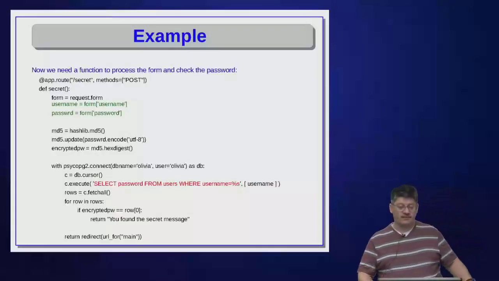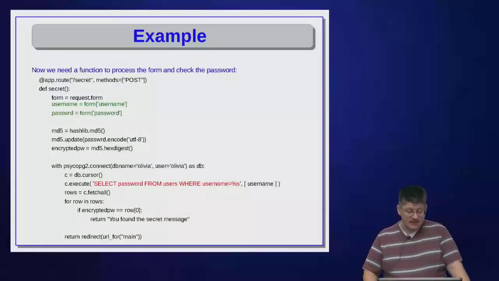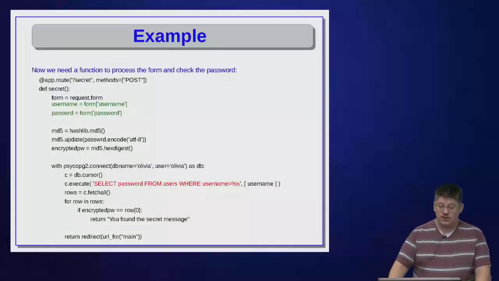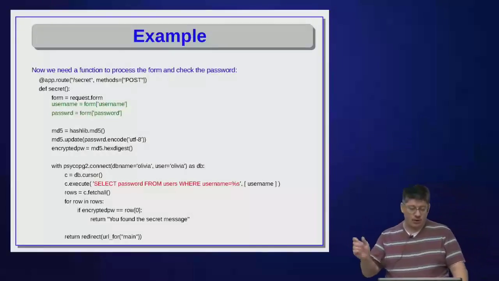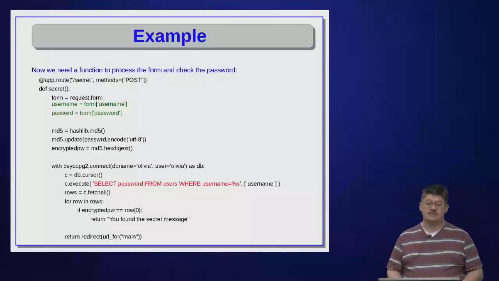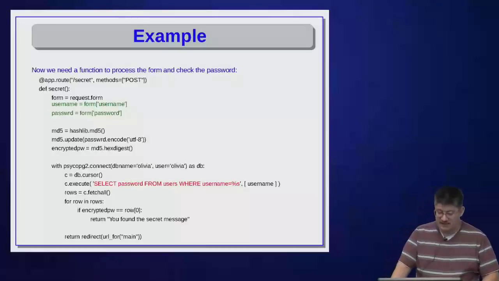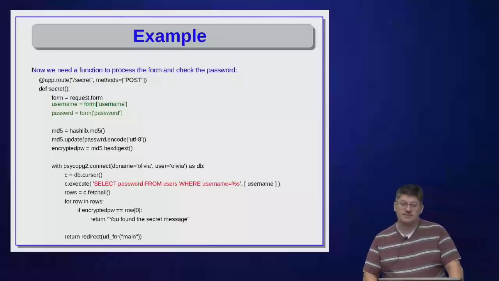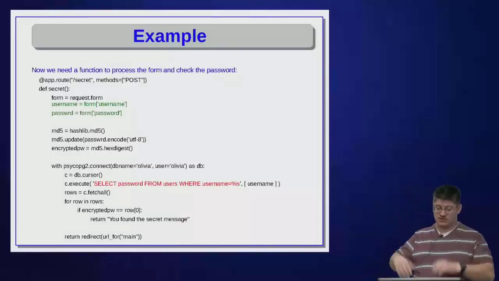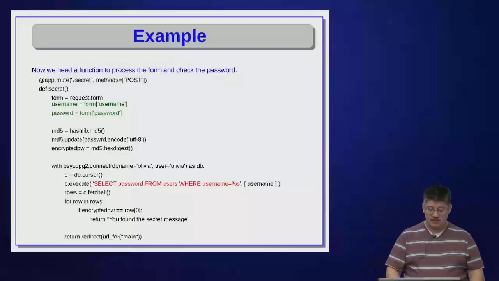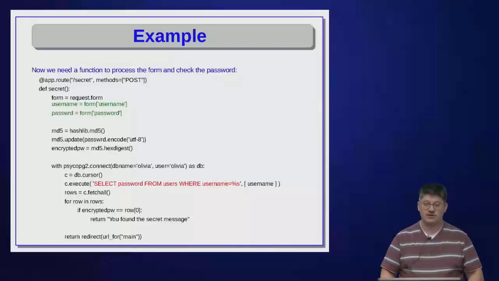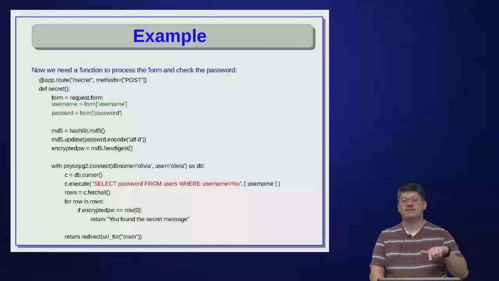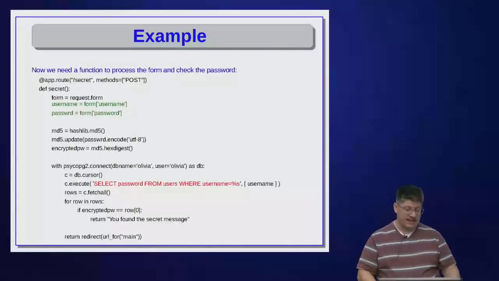So now we need a function that will process the form and check the password. So we're going to map the route /secret with the method post to this function, which I've just named secret. So the idea here is if they type the correct password, it's going to give them a page that just says, you found the secret message. If you look at the bottom here, you can see that we return that. Otherwise, it's just going to redirect them back to the login form so they have to try again.